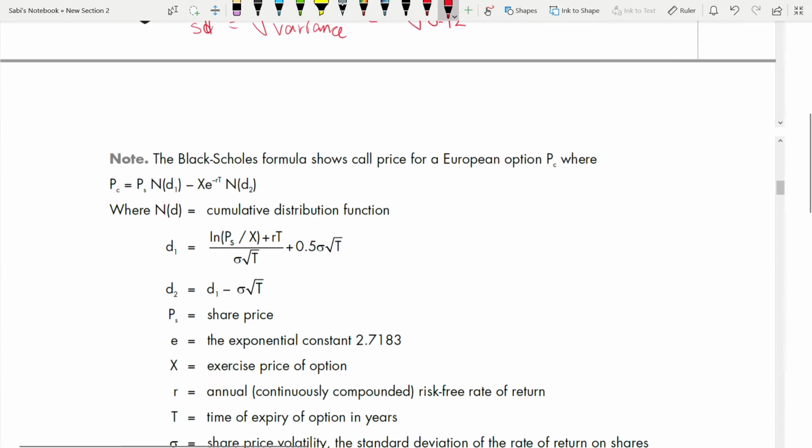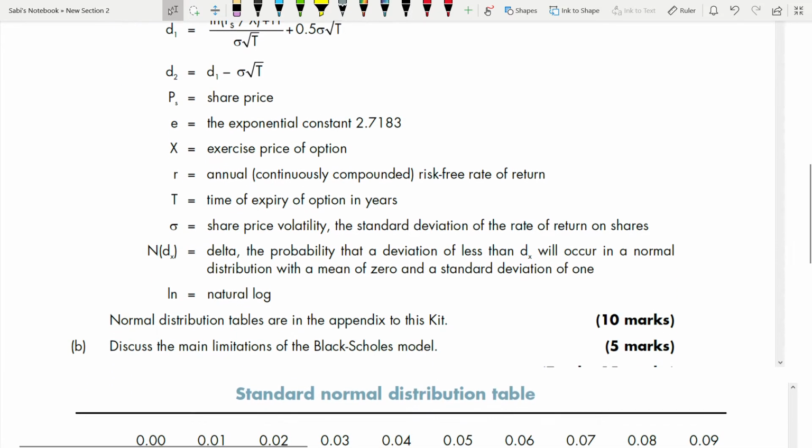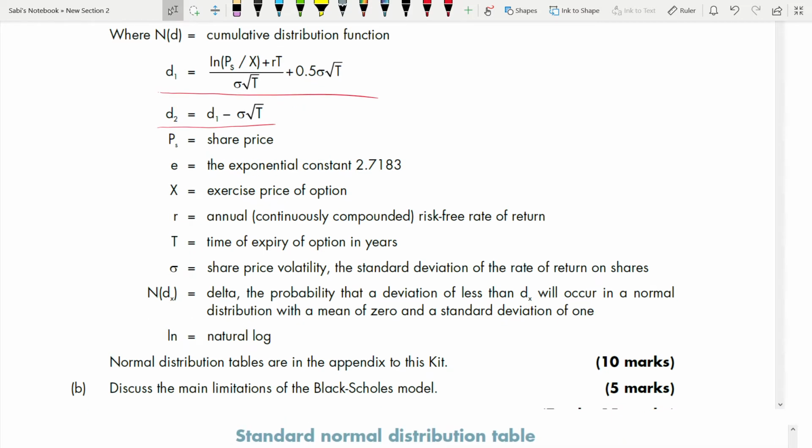Here they have given you the formula and what each term stands for. You can read this later in detail if you want to. It is just the same thing which I have done. And here the formula is given to you for finding D1, this is the main formula, and this is the formula for D2. I'm going to write that normal distribution tables are in the appendix to this kit. And part B is for 5 marks, that means you have to discuss 5 main limitations of the Black-Scholes model.